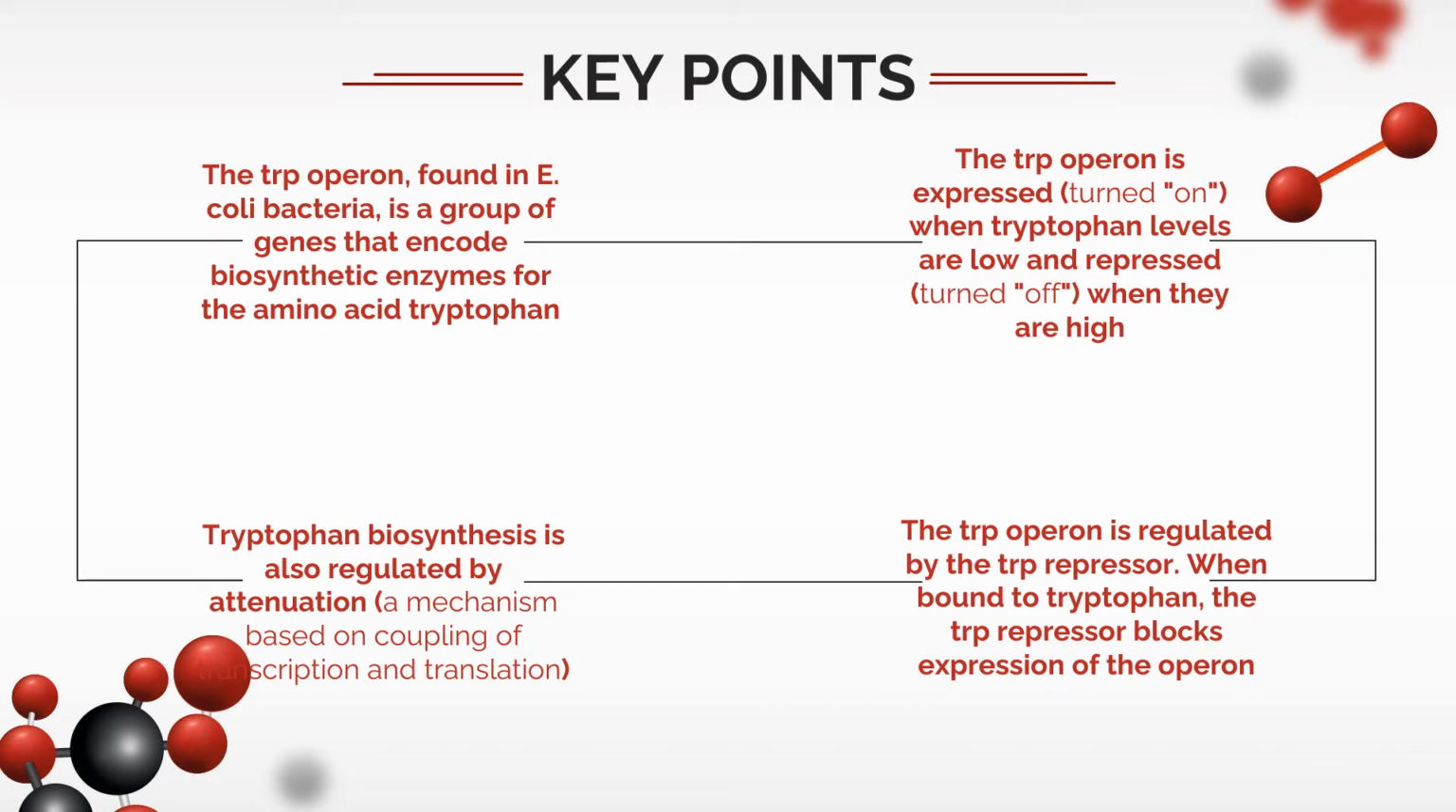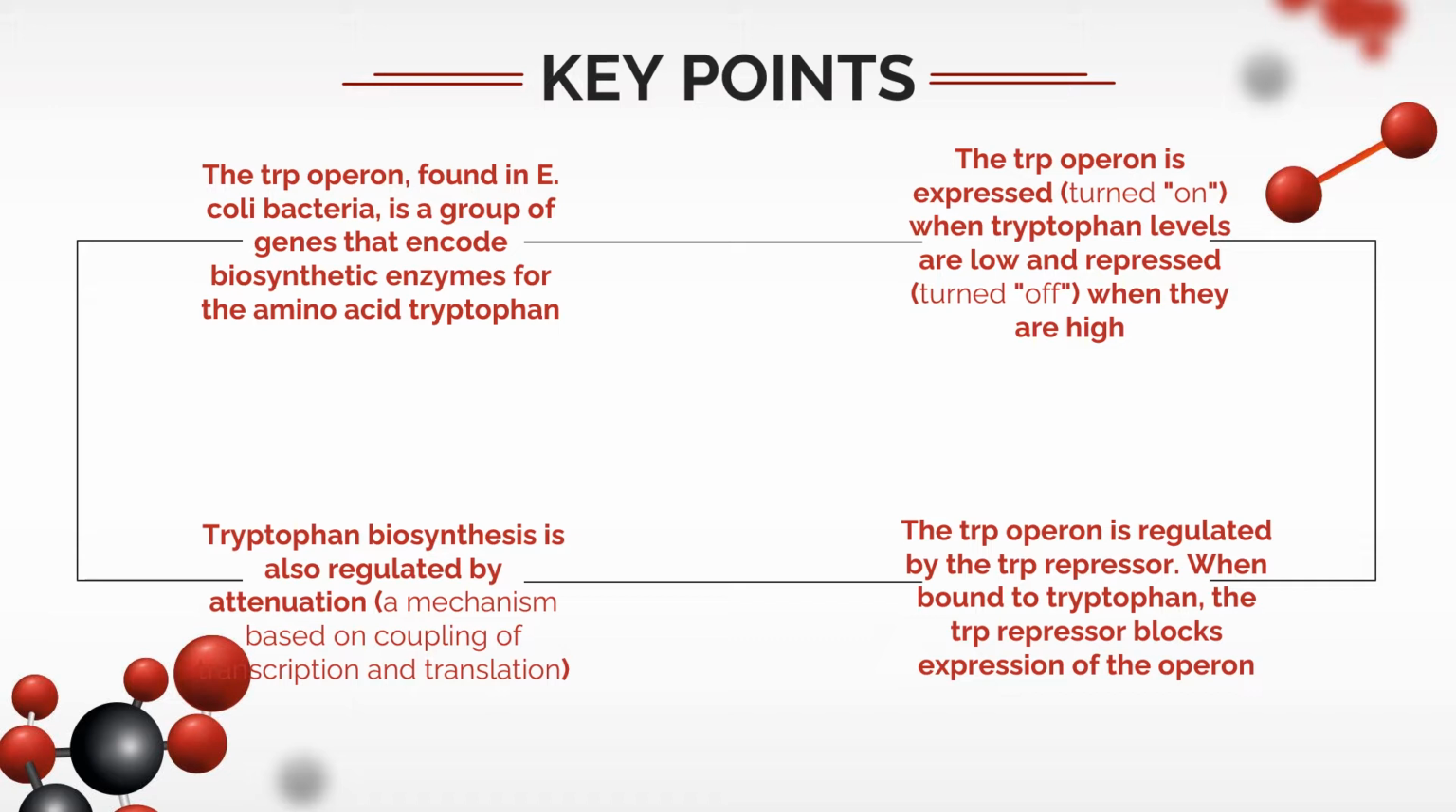Now, like I've already mentioned, the trp operon is a prokaryotic gene regulation process. It's found in E. coli bacteria and is a group of genes that encodes the biosynthetic enzymes for the amino acid tryptophan. The trp operon regulation is fully dependent on the levels of tryptophan in the environment of the organism. If the amount of tryptophan is low in the surroundings, then the trp operon is expressed, which is called turned on. But if the amount of tryptophan is high, then the trp operon is repressed, which is called turned off.